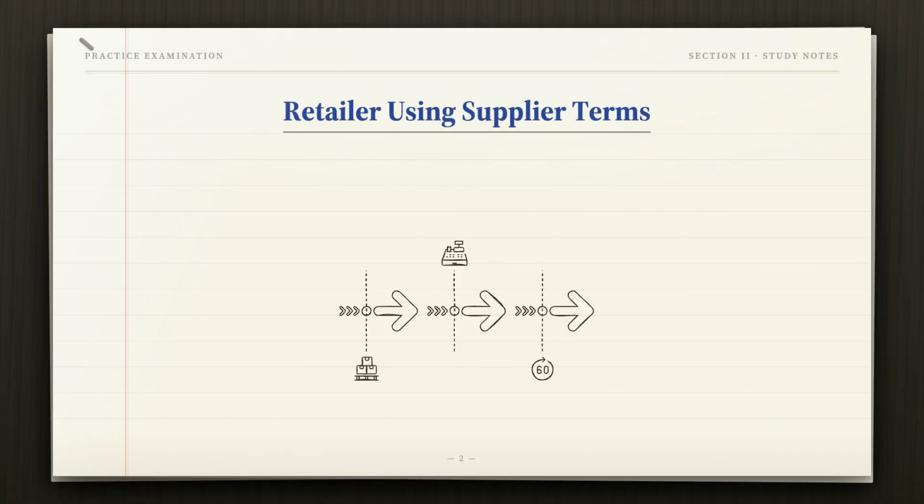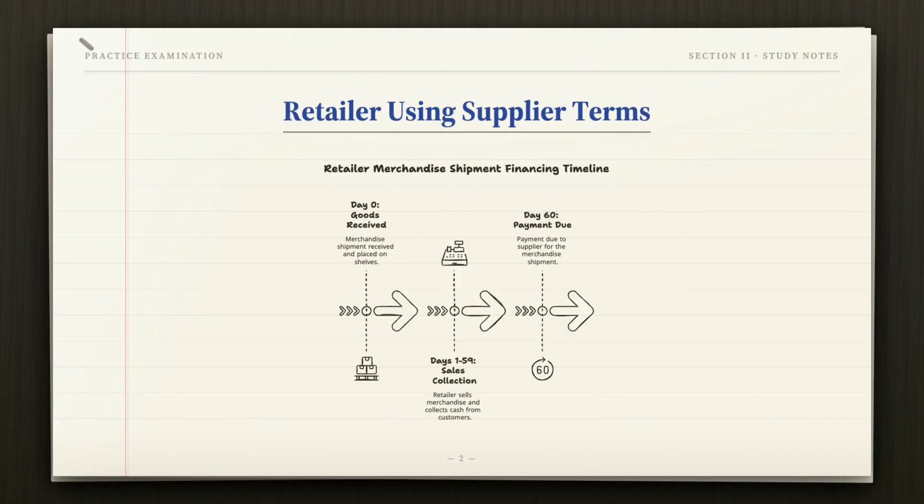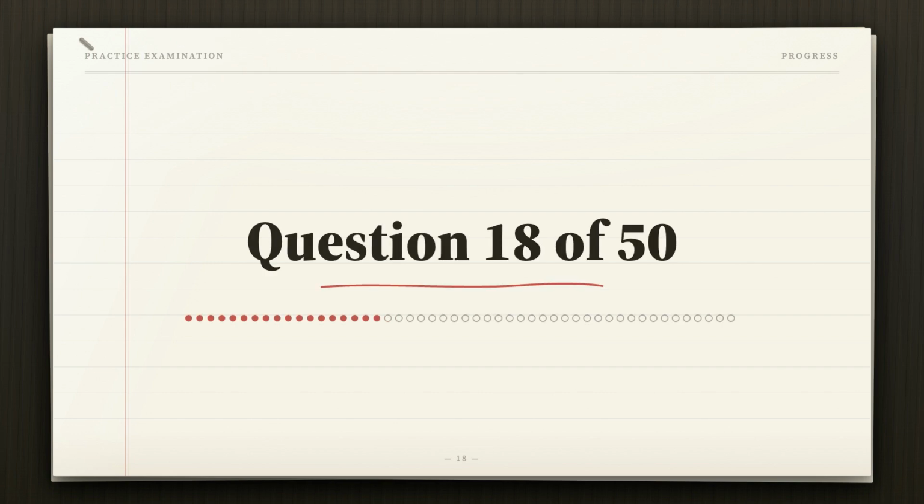Picture a retailer receiving merchandise on 60-day terms before a selling season. The goods hit the shelves immediately, but payment isn't due for 2 months. So the retailer can sell to its own customers and collect cash before ever paying the supplier.